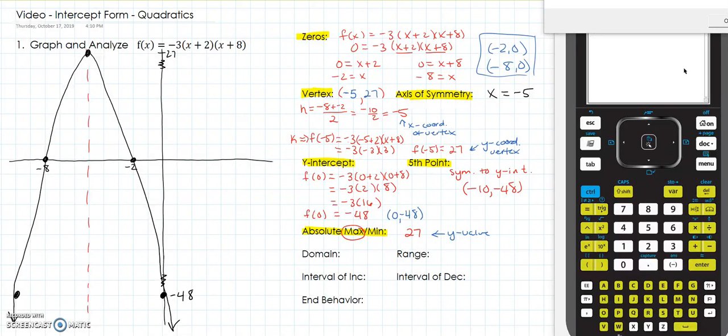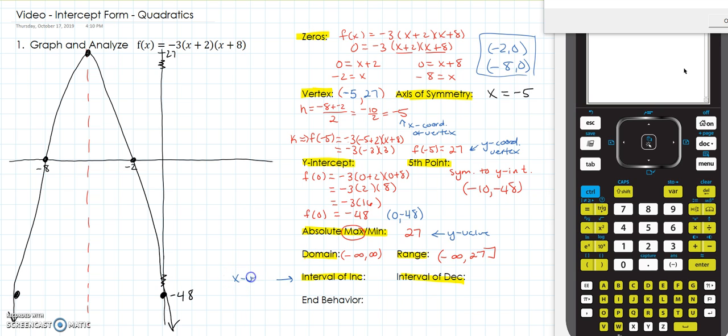All right, the next thing we have is the domain, and that's going to be -infinity to infinity. Next is the range, and the range is going to be -infinity up to 27. Don't put the -infinity second. -infinity always comes first.